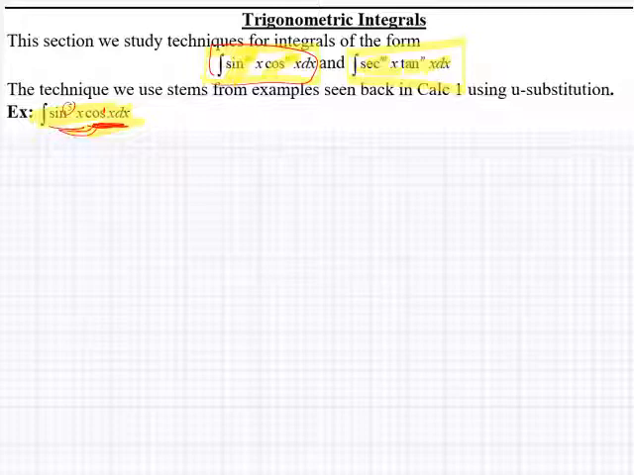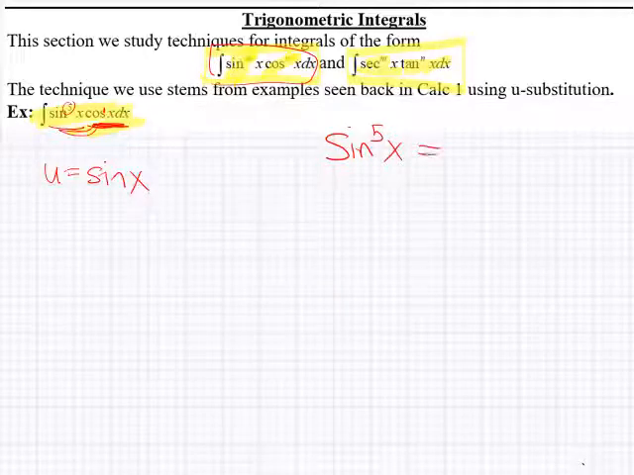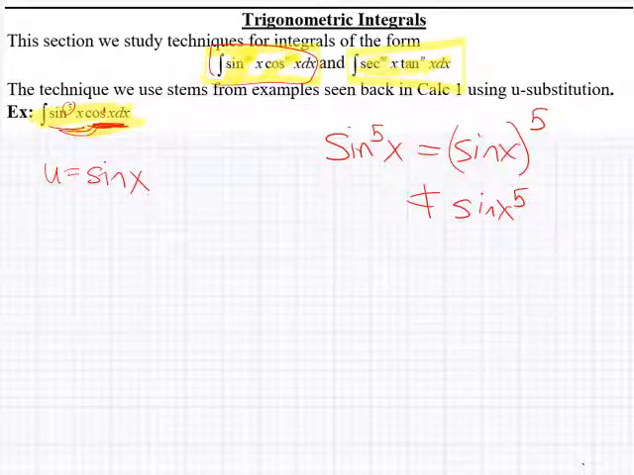So if I were to let u equal sine x, and you got to remember all the way back to trigonometry that sine to the fifth x is the same thing as sine x all to the fifth, right? It's not the same as sine x to the fifth. Okay, so you got to recognize the differences there. All right, so that being said, what we have here is a simple u substitution.